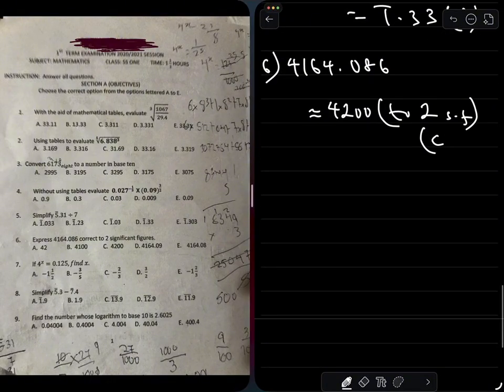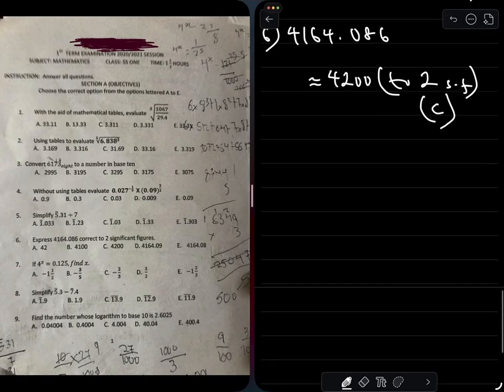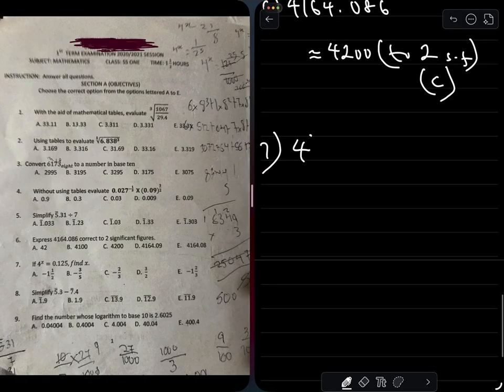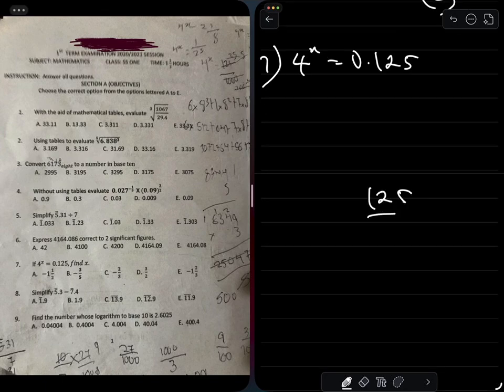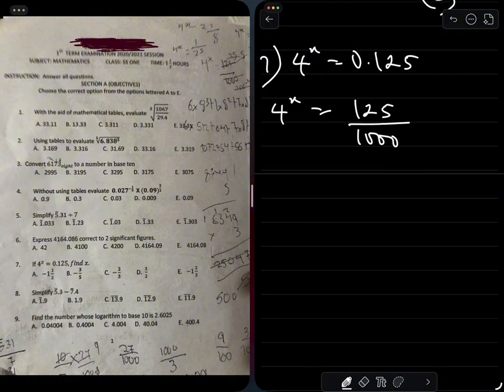We go to number 7. What's the question? If 4 to the power x equals 0.125, find x. 0.125 is the same as 125 over 1,000. Let's even do that so that you get it. This simply means 4 raised to power x equals 125 over 1,000.